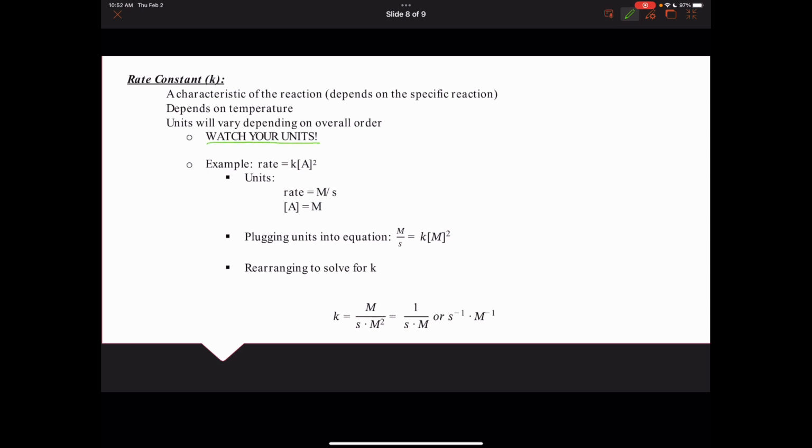So it's going to be very important that we watch our units. So if we look at an example, say we have the following rate law. Rate equals K times the concentration of A squared. Where we determine our units, we know that rate, we're typically looking at molarity per second. My concentration's in molarity. So I'm plugging in the molarity per second for rate, I'm plugging in molarity for my concentration. And we're just rearranging these. So we're treating those units just like numbers. We're rearranging and we're going to solve for K.